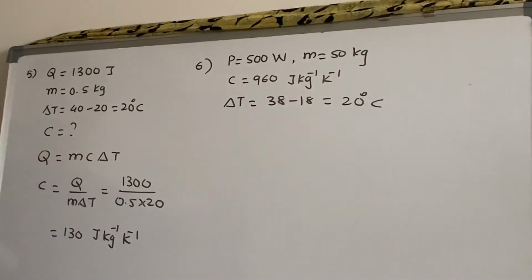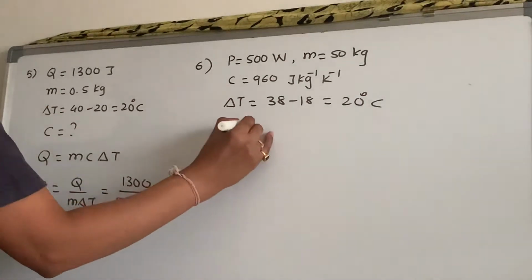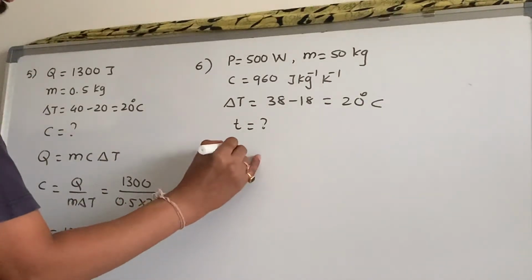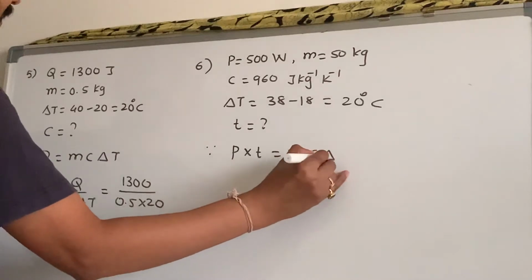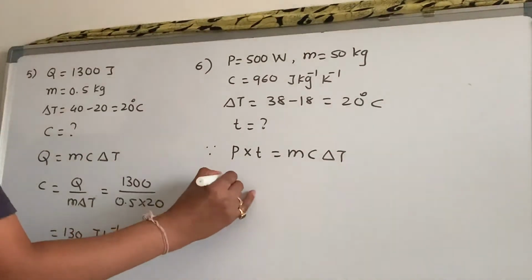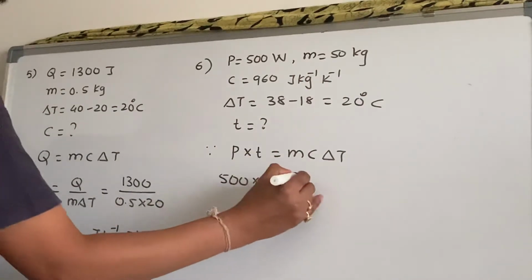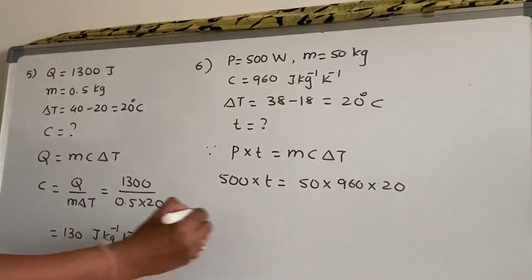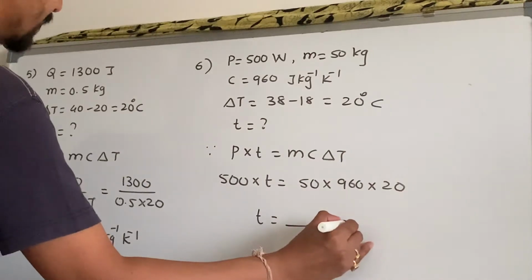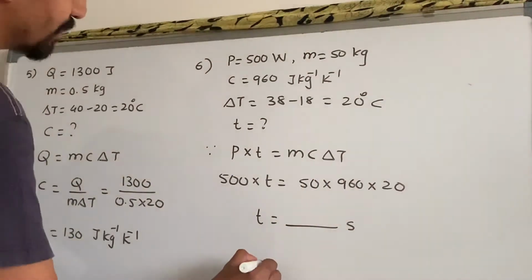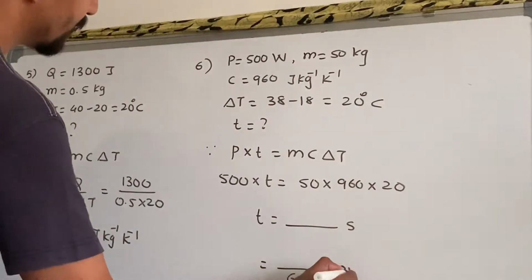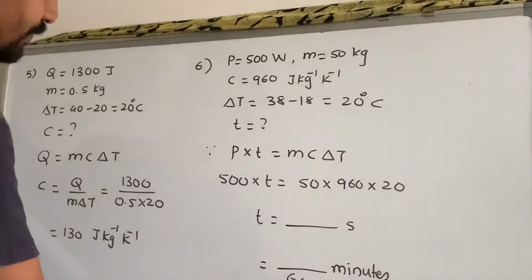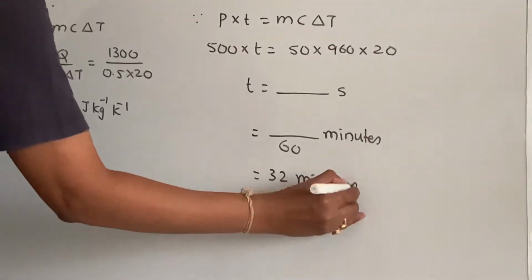Now what they want? Find the time taken. So they want T. Now, since power into time is equal to MC delta T, your power is 500 into T, mass is your 50, C is 960 into delta T, which will be 20. So if you solve this, you will get your answer in seconds. Then you divide this number by 60 so that your answer will be in minutes. This comes out to be 32 minutes. That is your answer.